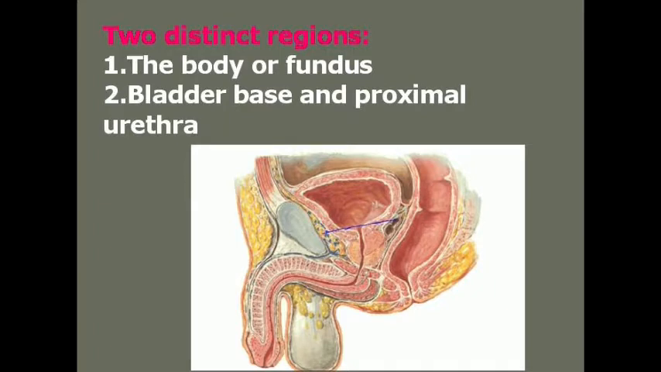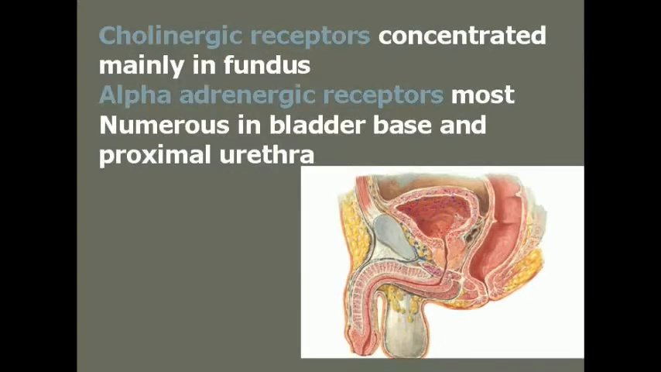Now, in the bladder there are two distinct areas, the body and the fundus, and the bladder base and the proximal urethra. Now, cholinergic receptors are located mainly in the fundus, while the alpha adrenergic receptors are numerous in the bladder base and the proximal urethra.